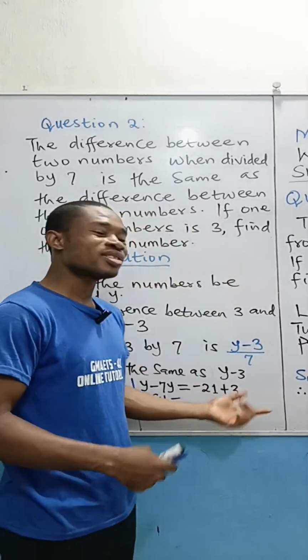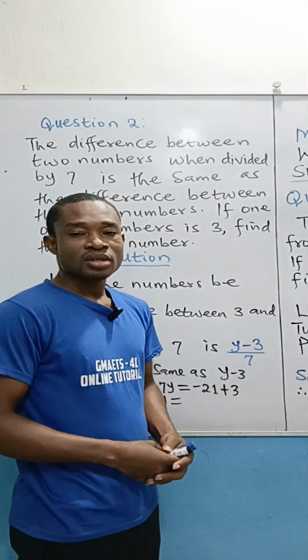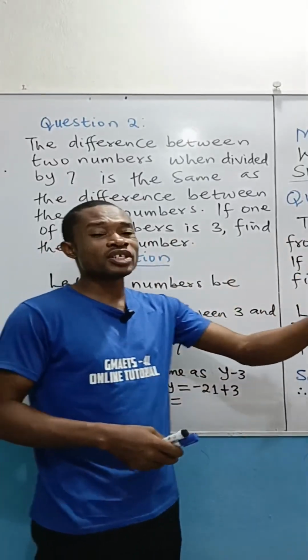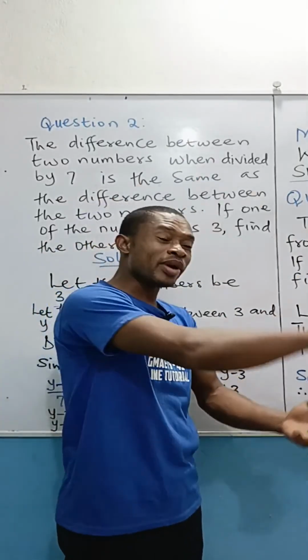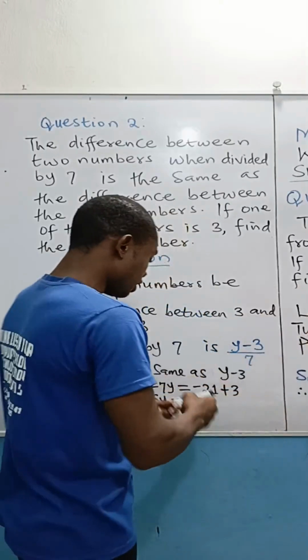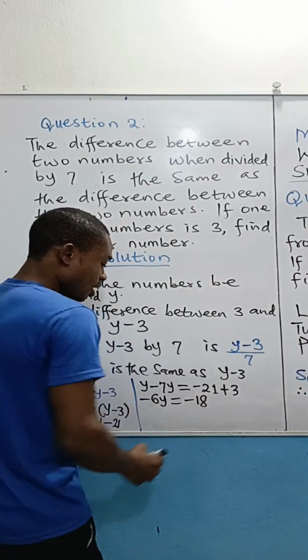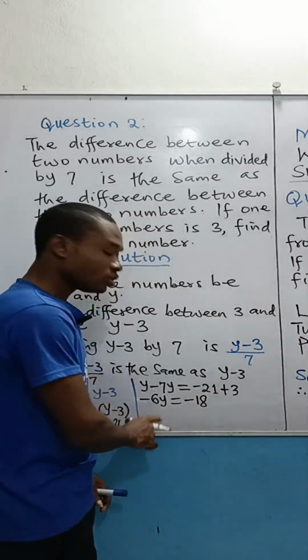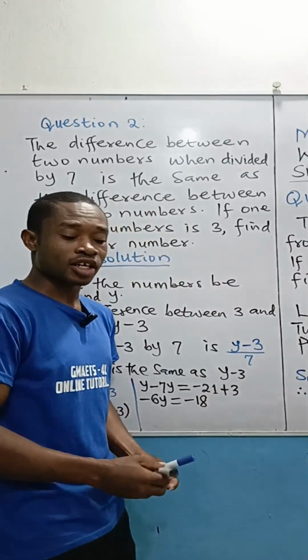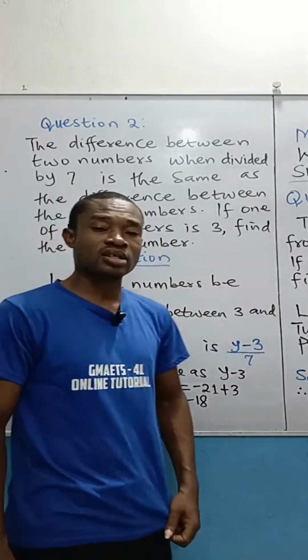Minus 21 plus 3 is minus 18. So you can think about it. You are owing somebody 21. You have 3. You will pay the person 3 and you will still be owing 18. Because you are owing, we'll put minus. So this is minus 18. At this point, the unknown has a coefficient now, and the coefficient is minus 6.